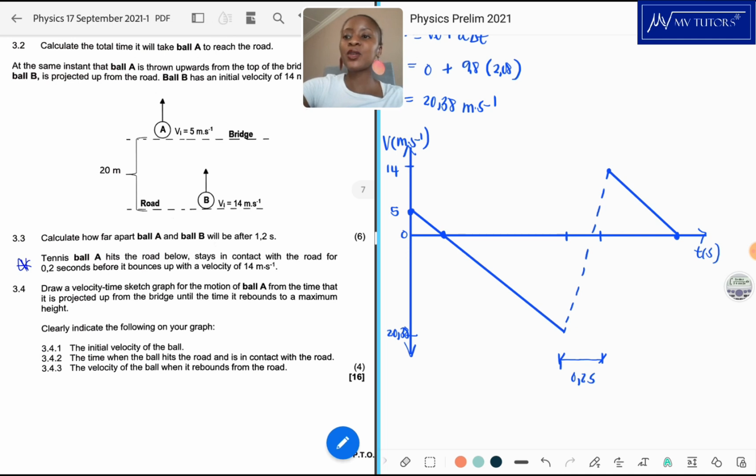Okay, so now what do they want? They want us to indicate the initial velocity. That was 5. And then this time here, remember that was 0.51 seconds. They didn't ask us for it. I'm just putting it out there.